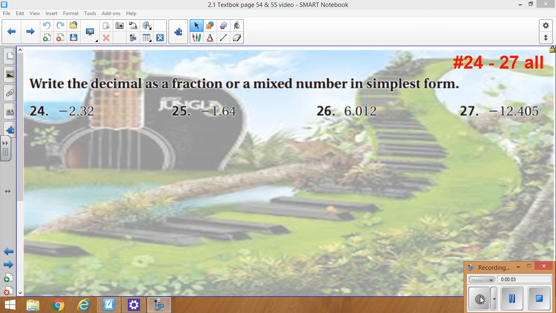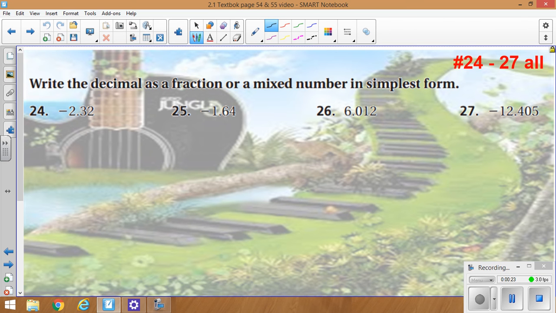Alright guys, in this next video, we're going to work on problems 24 to 27. So just like the previous slide, if you guys can take a few minutes, do numbers 24 to 27 on your own, and then unpause the video and watch the solution.